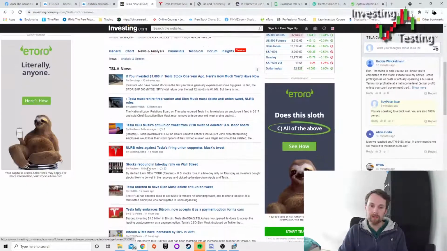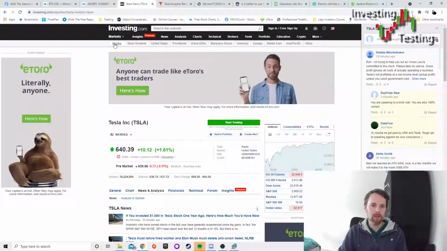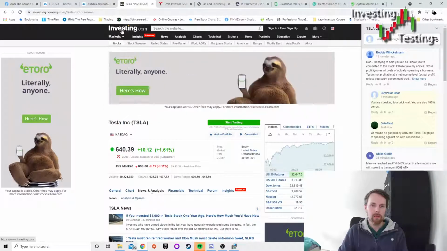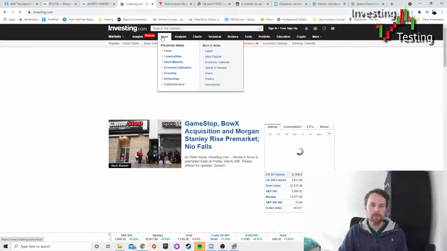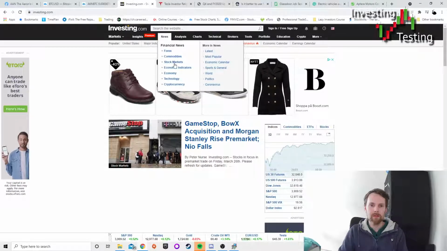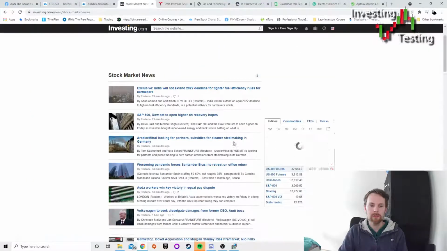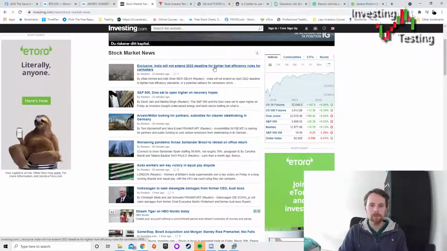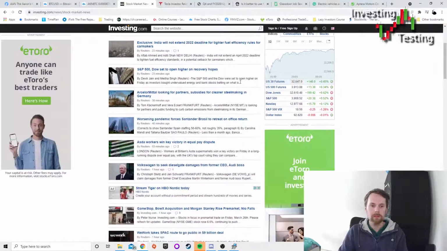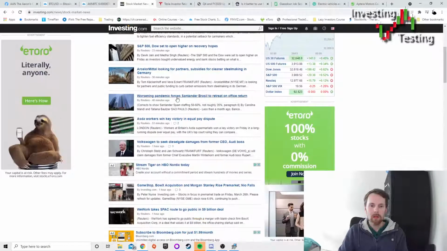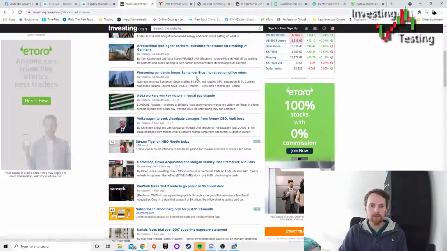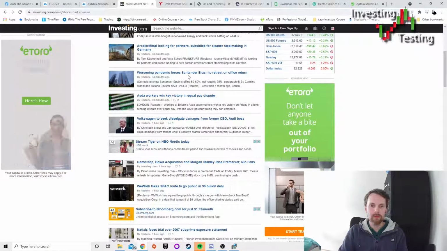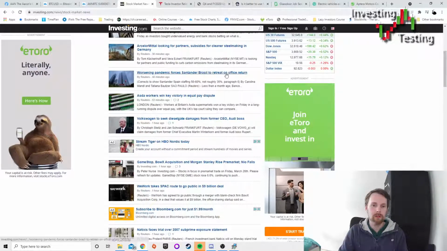But at the same time, it's always nice as a trader to look out for some big news. And you can see it here. Let's see news here. So we have specific areas. So let's look at stock market news. And then you can see the most recent news. India will not extend 22 for fuel. Okay, that's car makers. And you can keep looking down to see if there's anything of interest. Worsening pandemic forces Santander Brazil to retreat on office returns. That was 48 minutes ago.